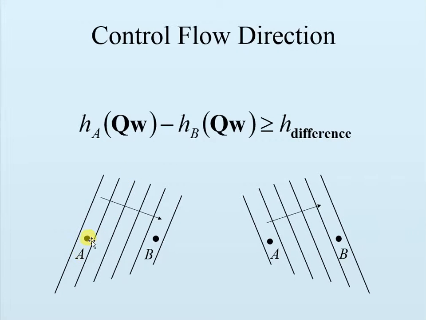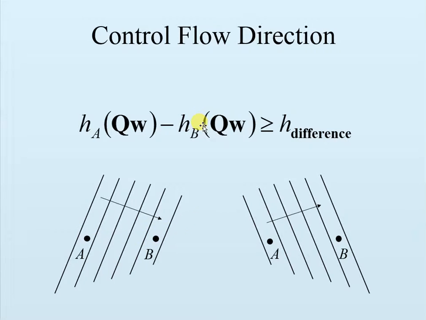It's often of interest to control flow direction, and that can be done at least approximately by imposing constraints on differences in heads. So for example, in a plan view here, if we have two locations A and B, we can impose a requirement that the head at location A, as a function of our decision variables, minus the head at location B is greater than some specified head difference. Obviously this means that the head at A is going to be larger than the head at B, and therefore the flow direction will be generally from A to B.